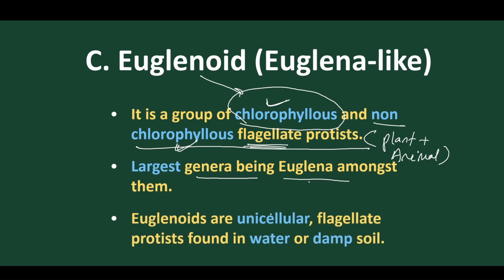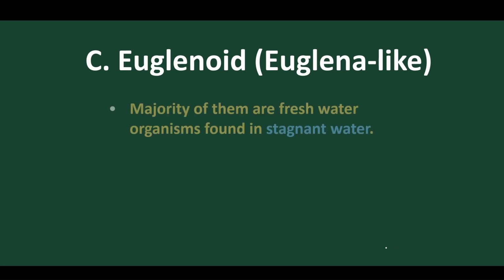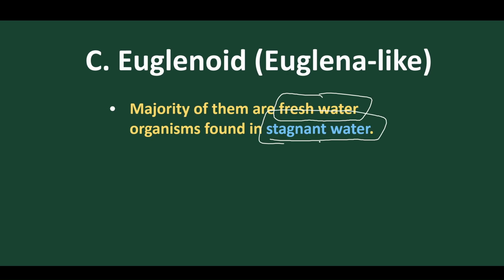Now these euglenoids are normally unicellular, they are flagellated, and they are mostly present in fresh water, that is stagnant fresh water or damp soil. So normally when we find Euglena, they are flagellated and unicellular. They are present in moisture-based soil or found in stagnant water. Majority of them are freshwater.